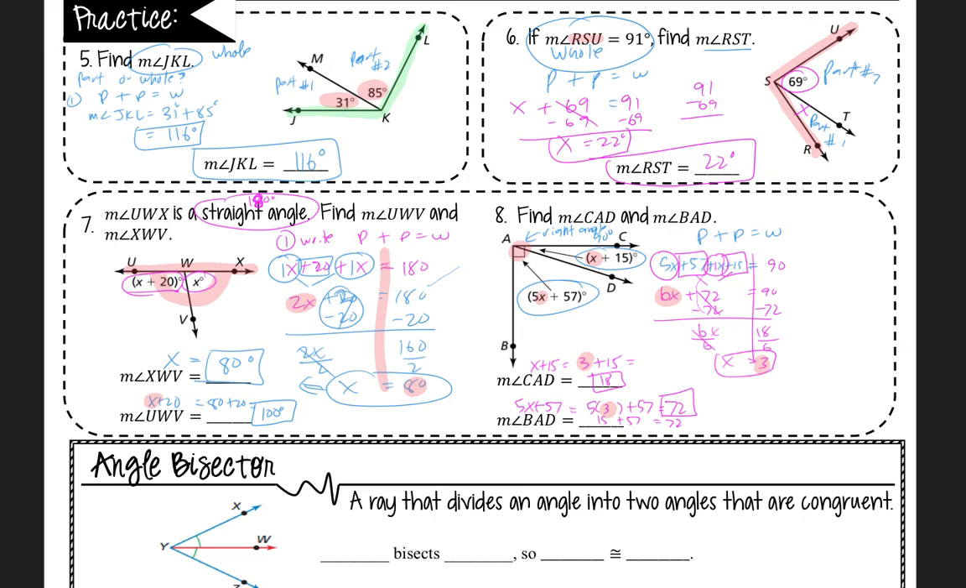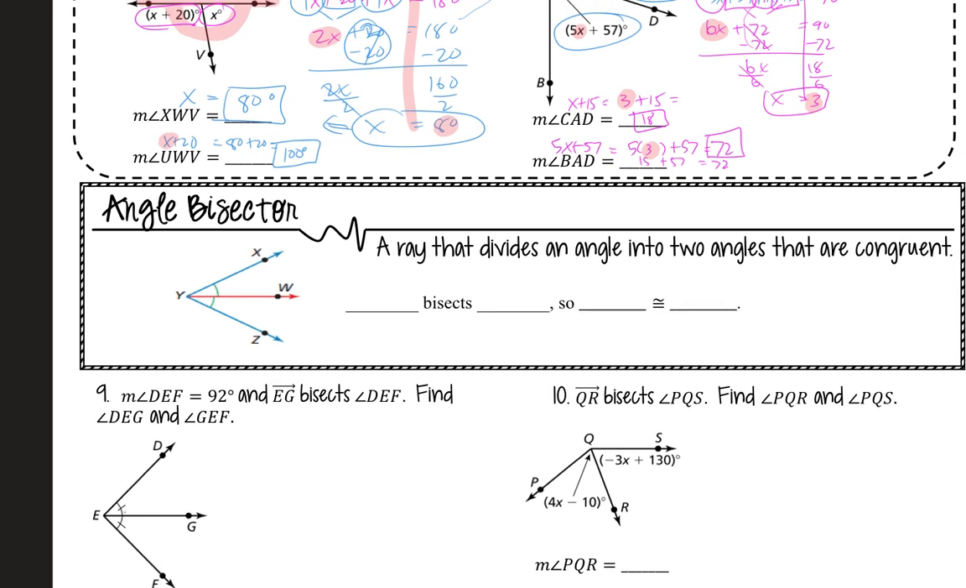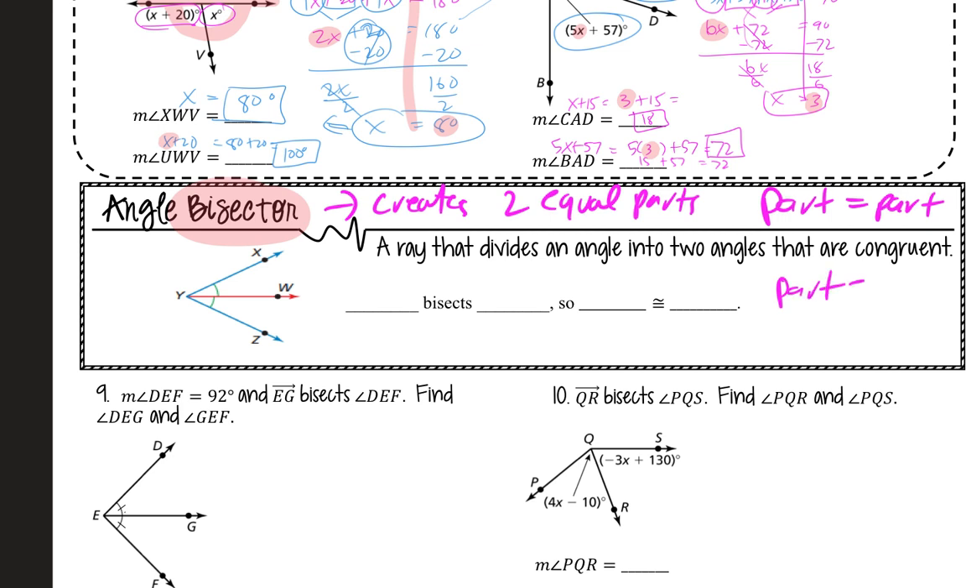Now we're going into our last part. Okay, so we can definitely do this, so let's stick with it. These should be relatively easy now that we understand a little bit more of our terms. So angle bisector. This is similar to a segment bisector. Remember, bisector means creates two equal parts. Okay, so we're going to remember part equals part, or part equals the whole thing divided by 2. Okay, so these are what we're going to remember. Part equals part, or part equals the whole thing divided by 2.